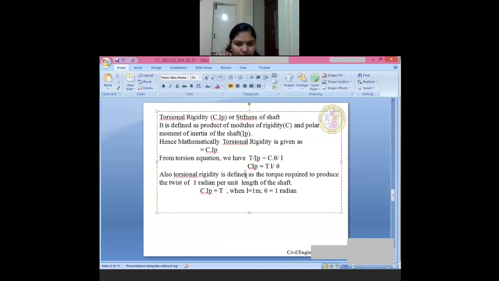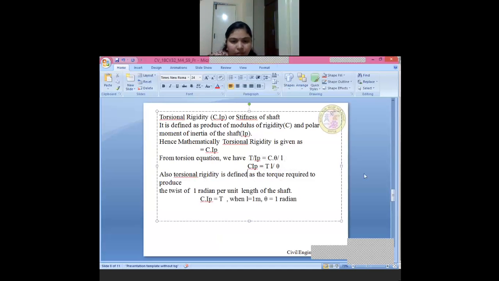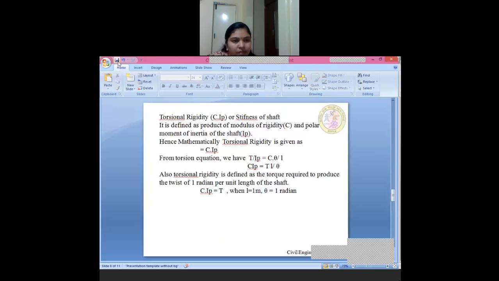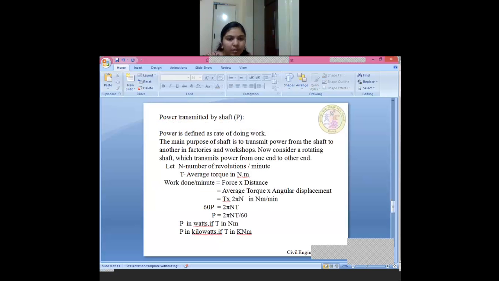Also, torsional rigidity is defined as the torque required to produce a twist of one radian per unit length of the shaft. That is C into IP is equal to T, where L is 1 meter and theta is 1 radian. So this was about the torsional rigidity.